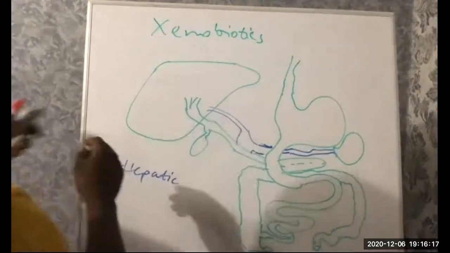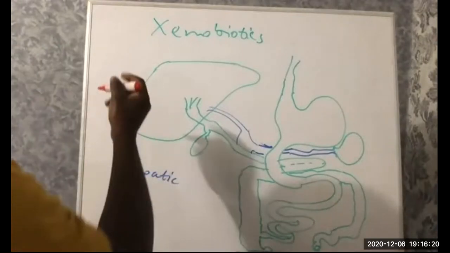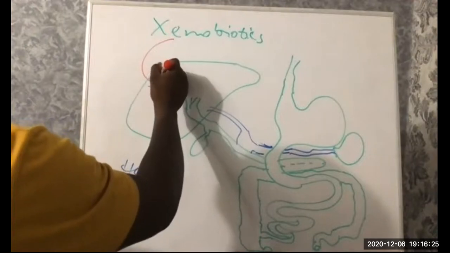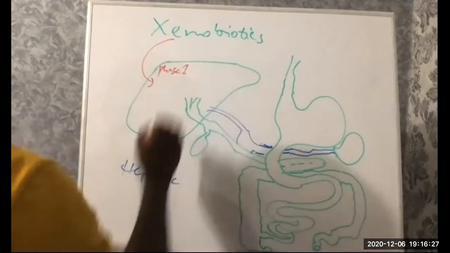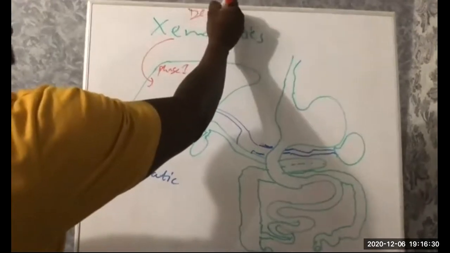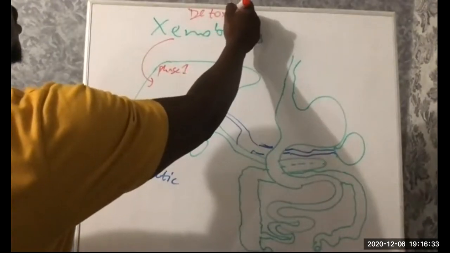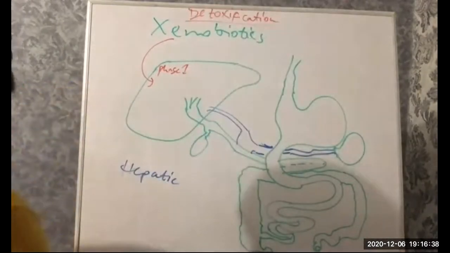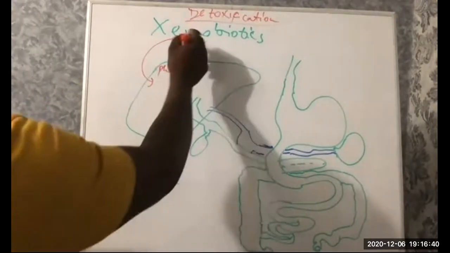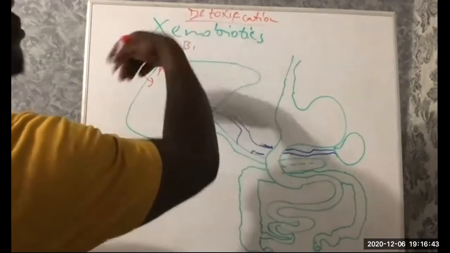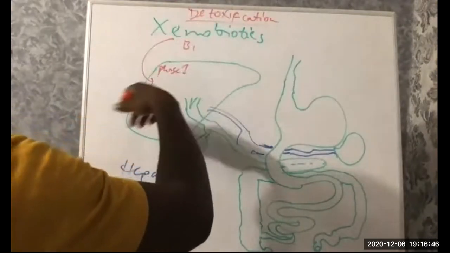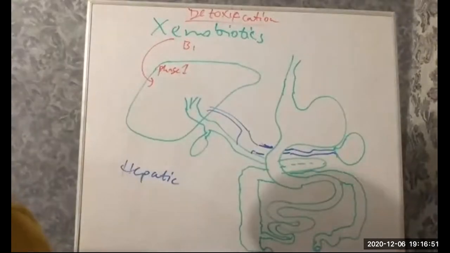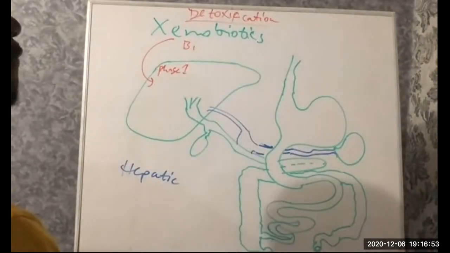And in the liver, this is what is going to happen. First of all, these xenobiotics, once they get into the liver, have to go through what we call phase 1, the process of detoxification. In phase 1, it needs a lot of vitamins, like vitamin B1, B2, all the B complexes, and some vitamin C, and we have glutathione and stuff like that, and flavonoids.